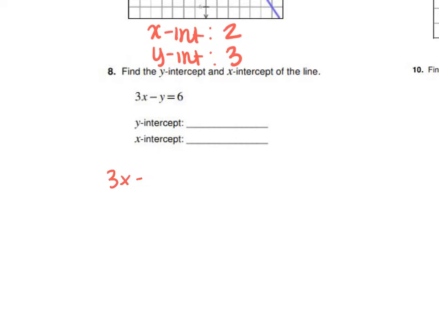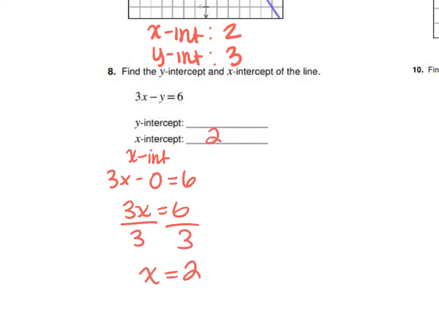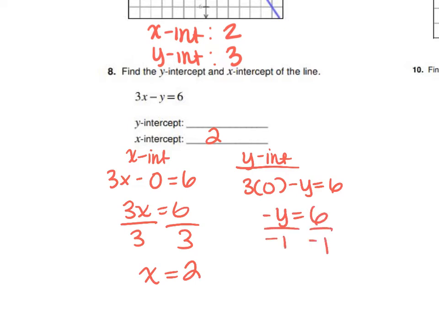So I'm going to find my x-intercept first by making my y a 0. 3x equals 6, divide by 3, and I'm left with x equals 2. So on my x-intercept line, I'm going to put a 2. Then I've got my y-intercept, and you make your x a 0. So I've got 3 times 0 minus y equals 6, negative y equals +6, divide by -1 to get y equals -6. Remember, you got to cancel this negative right there.